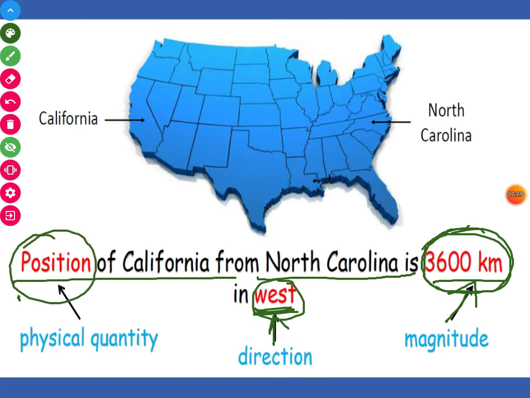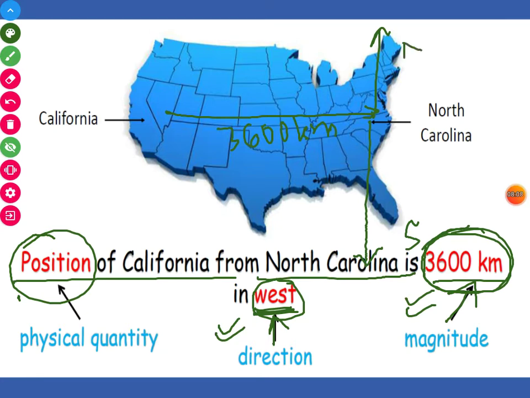It is definitely a vector quantity because it can be represented not only by magnitude, but by both magnitude as well as direction. Say, for example, California is 3600 kilometer away from North Carolina. So it may be here along the south direction, it may be here 3600 kilometer along the north direction, and it may be here also along the east direction.